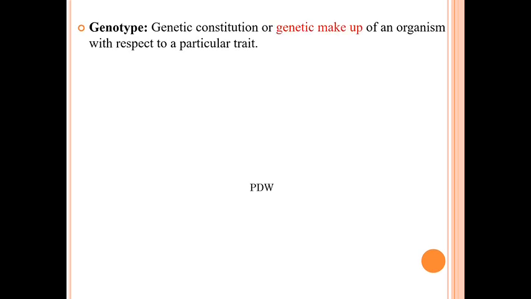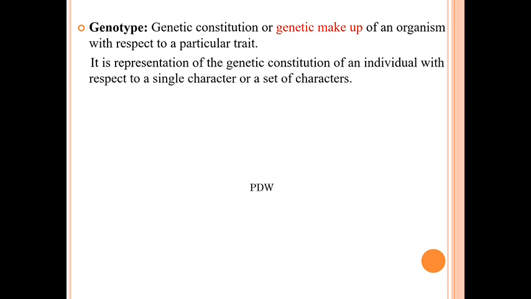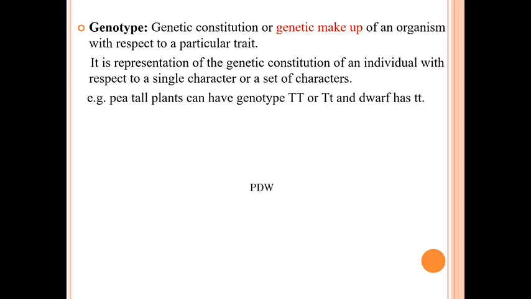Genotype. Genotype is the genetic constitution or genetic makeup of an organism with respect to a particular trait. It is the representation of genetic constitution of an individual with respect to a single character or a set of characters. For example, tall pea plants can have a genotype either capital T capital T or capital T small t, and dwarf plants have genotype small t small t.